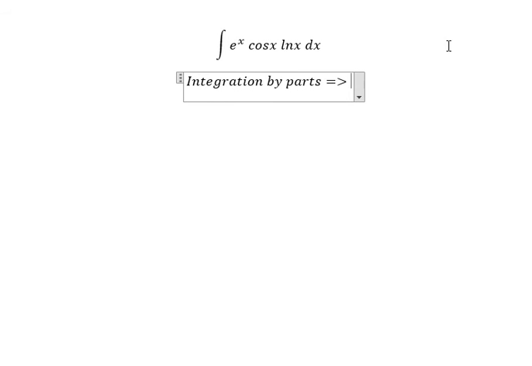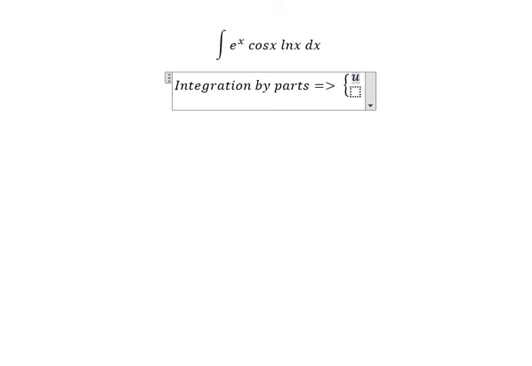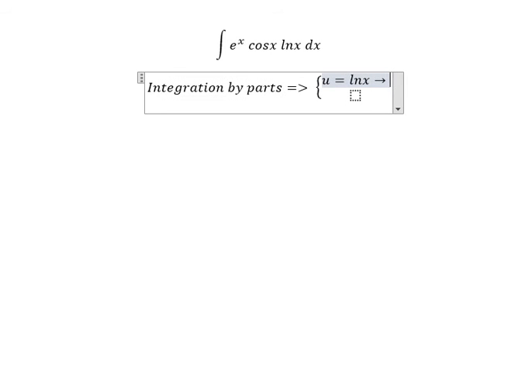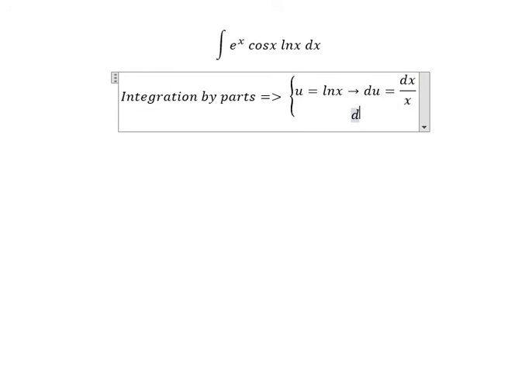So we have u and dv. For u, we put ln s, so you get du equal to ds over s. For dv, we get e to the power of s cosine s ds.